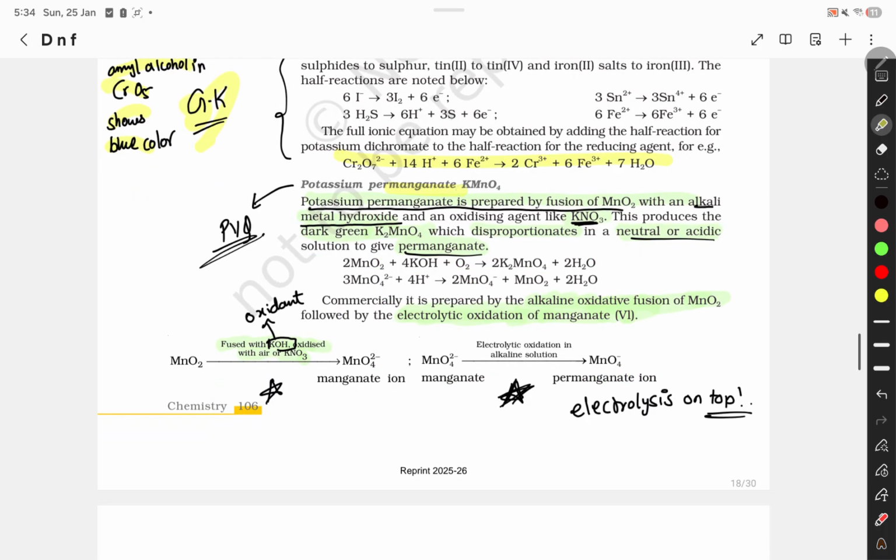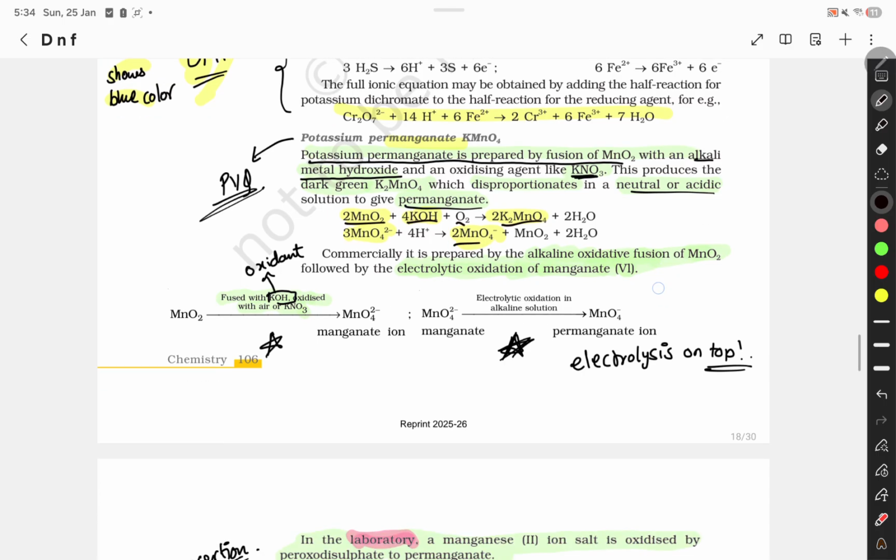Then potassium permanganate. Okay, MnO2 with 4 KOH gives K2MnO4. MnO4 2- in acidic medium gives MnO4-. So the process is first MnO2 with KOH and O2 gives K2MnO4. K2MnO4, if you add an acidic medium, you get your respective MnO4-.